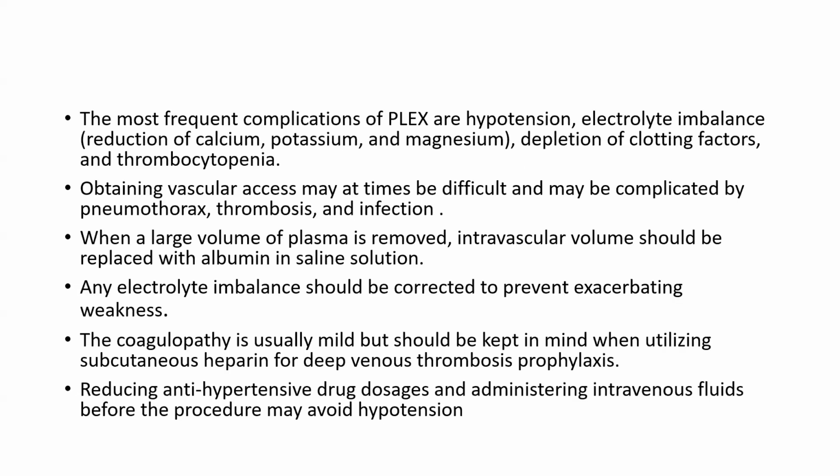The most frequent complications of the Plex are hypotension, electrolyte imbalance, depletion of clotting factors, and thrombocytopenia. Obtaining vascular access may at times be difficult, and may be complicated by pneumothorax, thrombosis, and infection. When a large volume of plasma is removed, intravascular volume should be replaced with albumin in saline solution. Any electrolyte imbalance should be corrected to prevent exacerbating weakness. The coagulopathy is usually mild but should be kept in mind when utilizing subcutaneous heparin for DVT prophylaxis. Reducing antihypertensive drug dosage and administering intravenous fluid before the procedure may avoid hypotension.